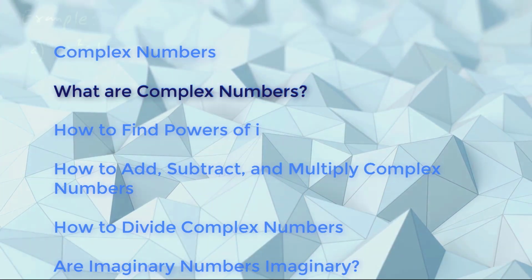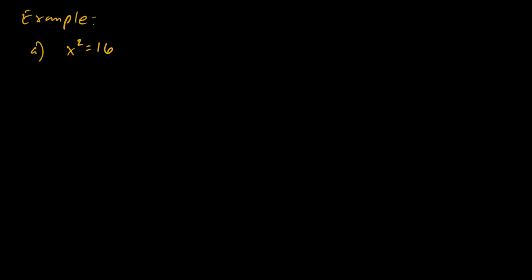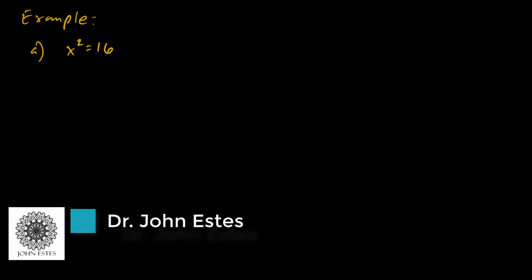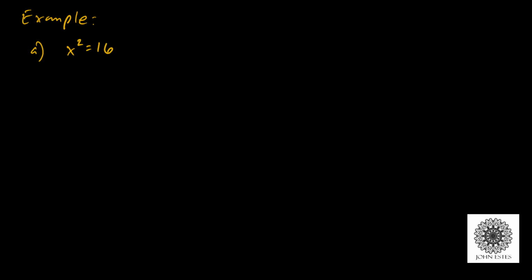So what are complex numbers? That's what I want to talk about today, and I'm going to start by looking at this example where I have x squared equals 16. Now, I can think of two things quickly that when I multiply them together, I get positive 16, right? And that's what this question is asking for.